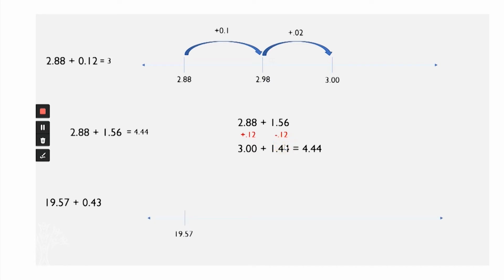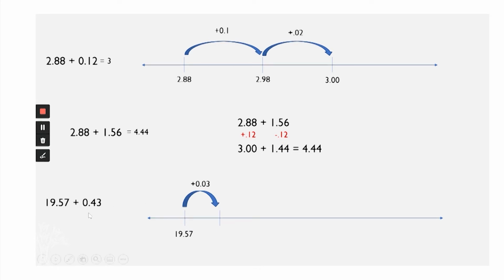Okay, here we go. So which one did you use this time? Did you do give and take or friendly jumps? I decided to go with taking my second addend into two separate parts and doing friendly jumps. So I first added 3 hundredths. So out of the 43 hundredths, I wanted to add 3. Do you know why? Well, because that gets me to 19 and 60 hundredths.